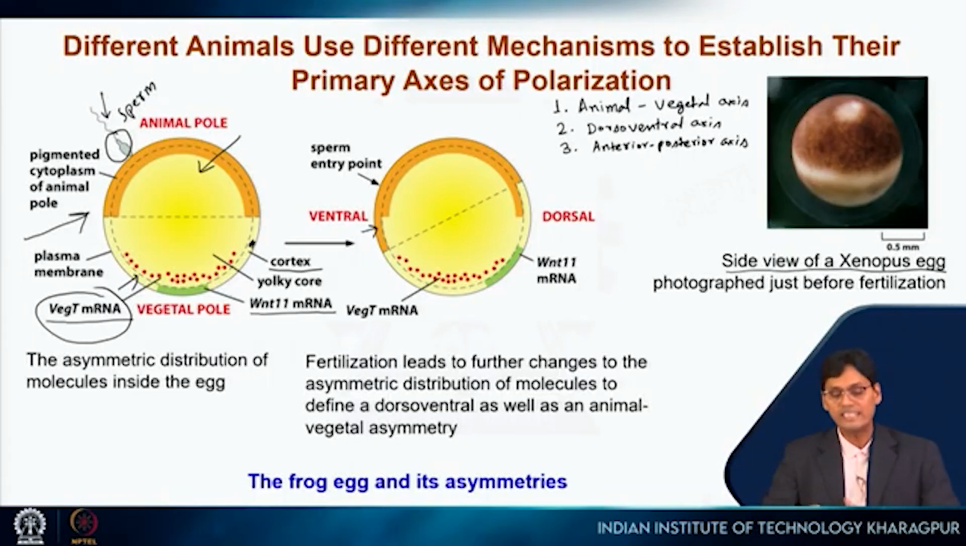So that will lead to further changes to the asymmetric distribution of molecules to define a dorsoventral as well as animal and vegetal asymmetry. So as you can see, now we are also mentioning, in addition to animal and vegetal pole, dorsal and ventral side. Still it is a single cell, but when it divides into multiple cells, by that time those things are already decided, the dorsoventral axis as well as animal and vegetal axis. So this is the whole idea about this slide.